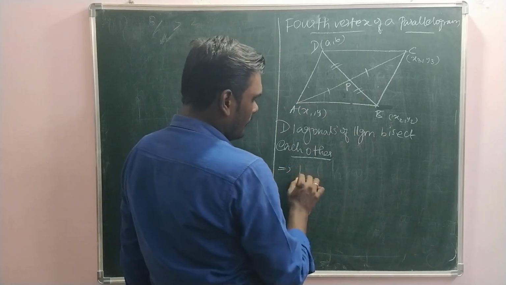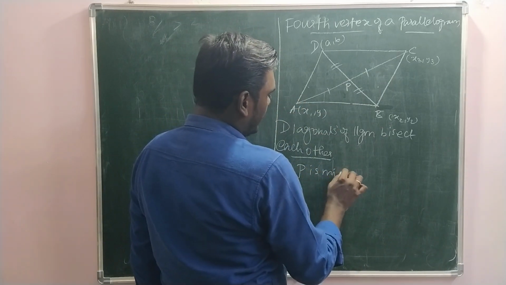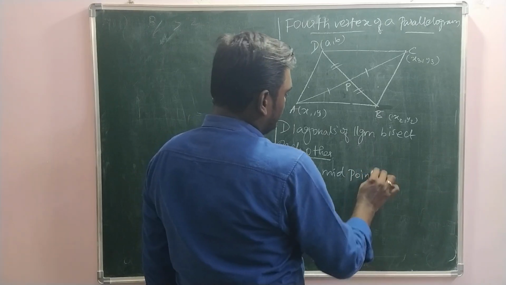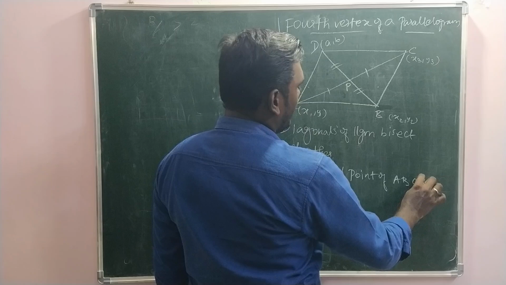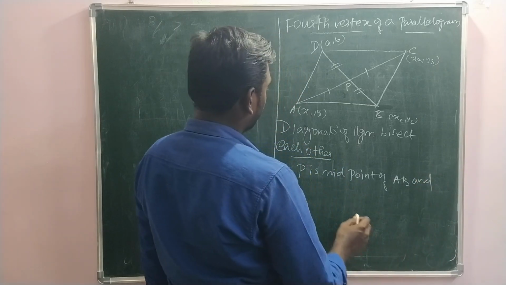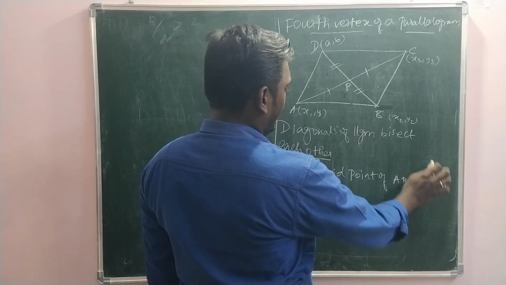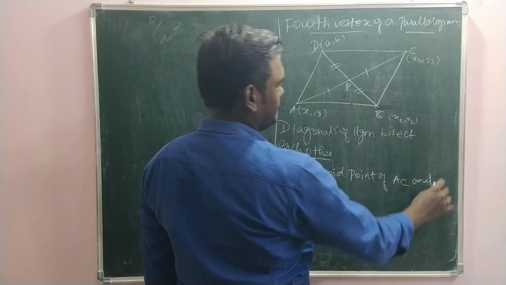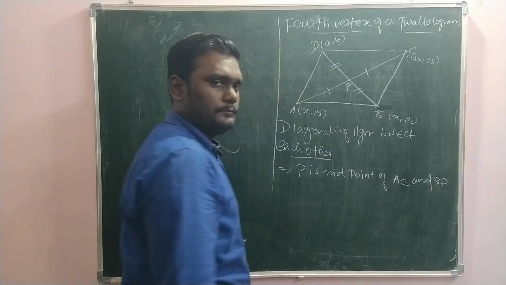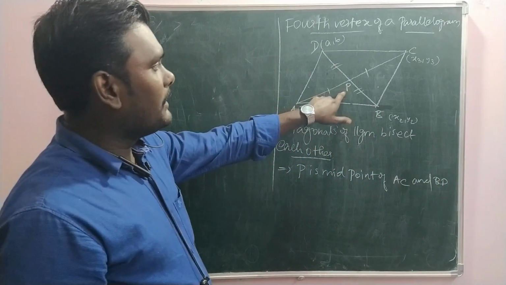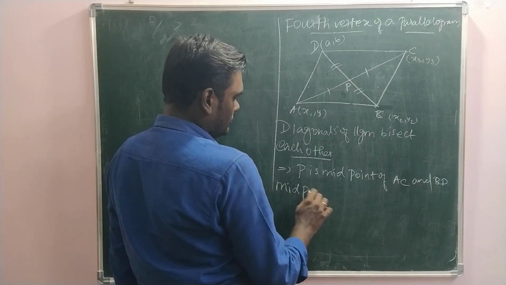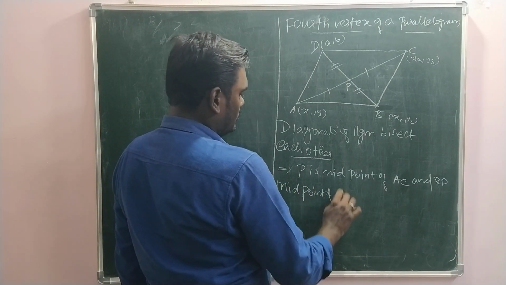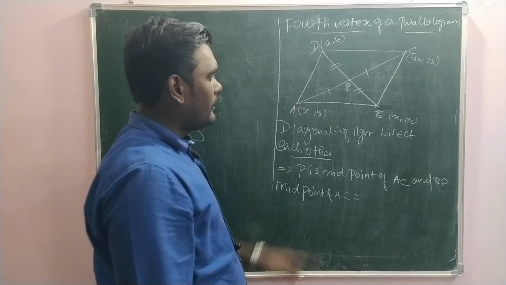So P is the midpoint of AB and, why am I writing AB? Sorry, AC and BD. Alright. Now find the midpoint of AC, man. Midpoint of AC is what?